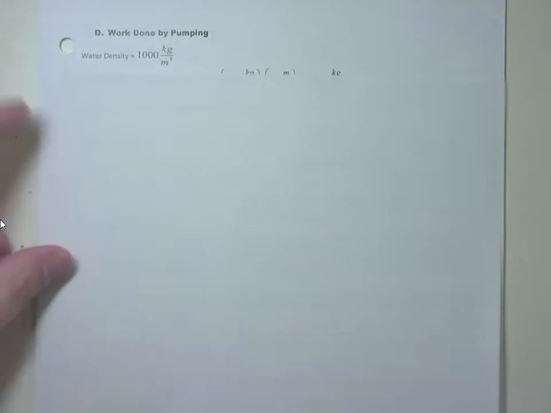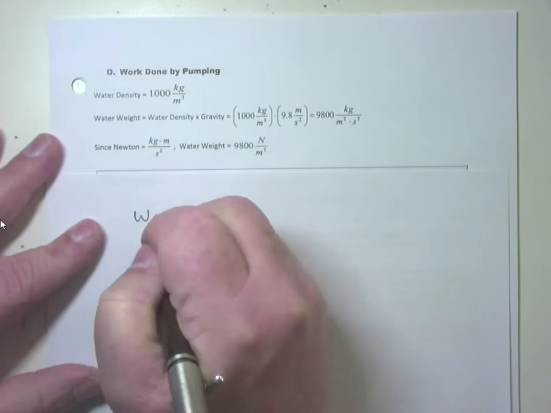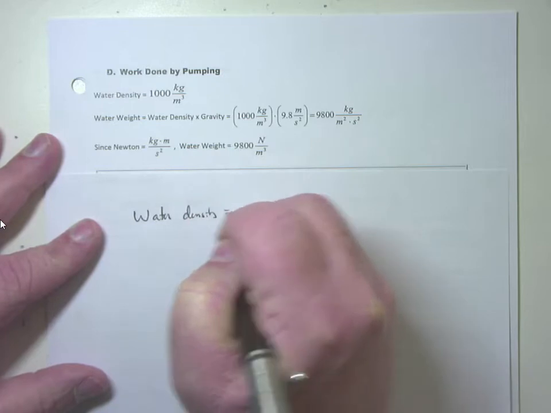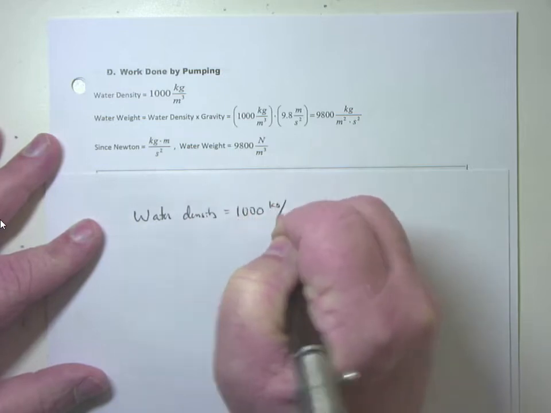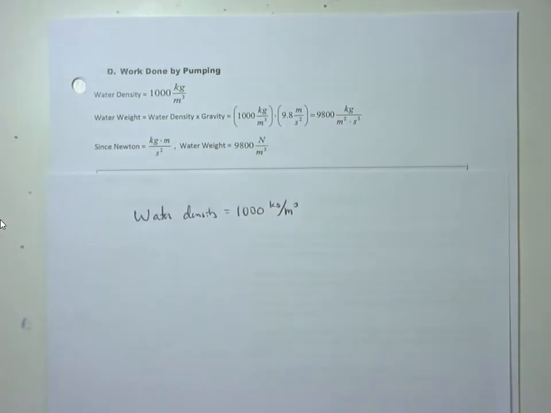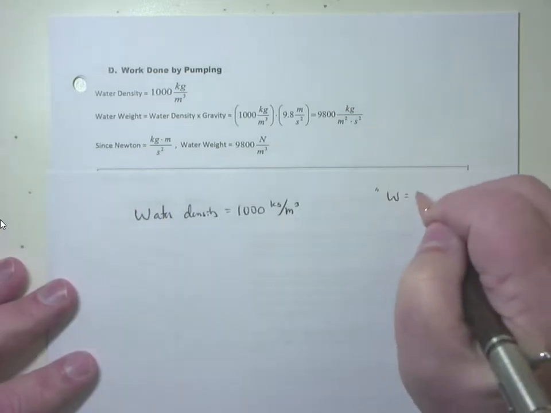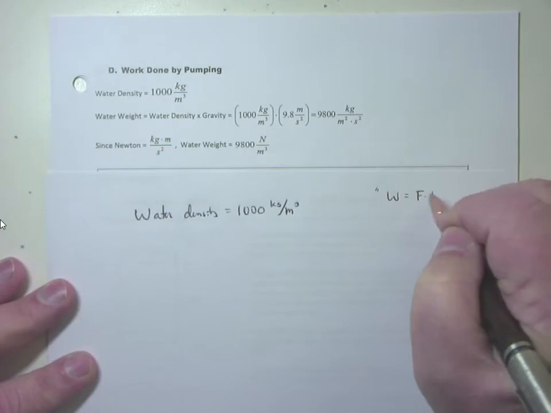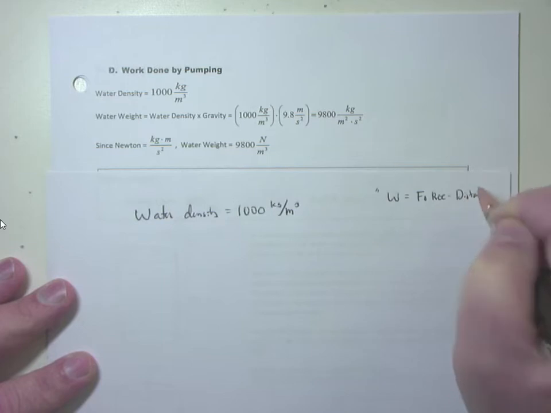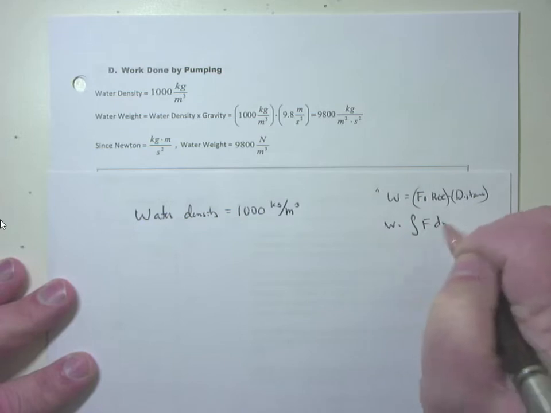So what we know about water is up here. Water has a density of 1,000 kilograms per meter cubed. But when we're talking about work, remember, work is equal to force times distance. Also, work is equal to the integral of force dx.